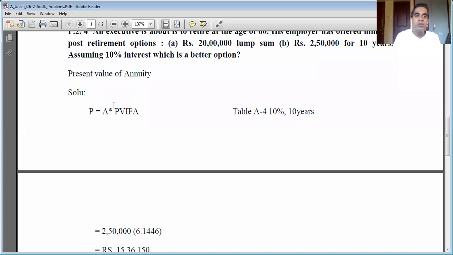We are going to use the equation P = A × PVIFA. Table A4 we are going to refer. The discount rate or rate of interest is 10%.